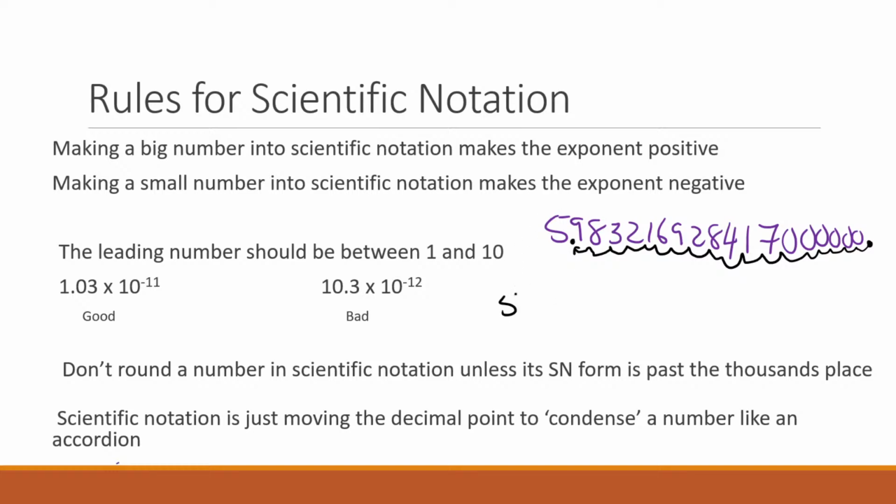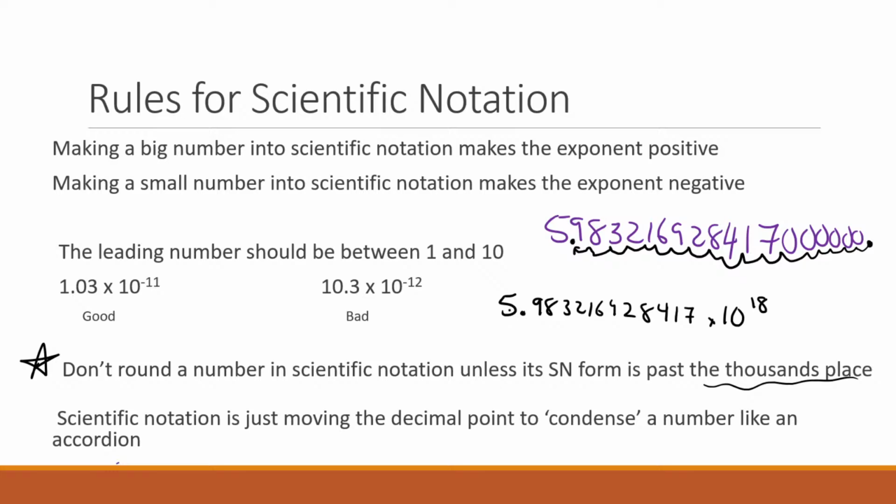That gives me 5.9832169284117 times 10 to the 18th. That's not necessarily a better number than what I had before. Right? It's pretty much exactly the same length as the one I had before. And that brings us to this little unspoken bit of information. You don't want to round a number in scientific notation unless you have a lot of digits in the leading number, right? Unless it goes past the thousandths place.